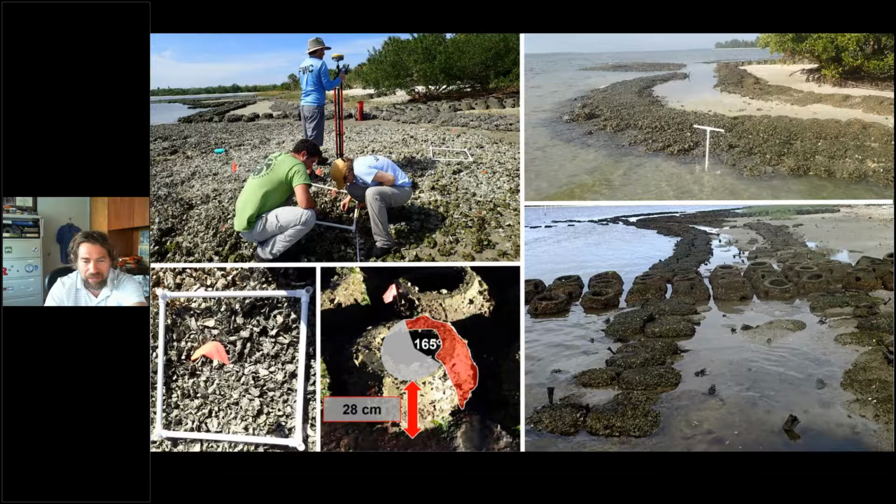The quadrat-based approach worked well, except when we had oyster reef balls, and it's very hard to fit those in a quadrat. So we had to come up with a slightly different strategy: we basically divided the reef ball into a circular portion and counted a 165 degree pie slice. We also measured the height of the reef balls, from the sediment base to the top of the reef ball, to look at burial and things like that as well. This is a photo of our spat tree at the top right.